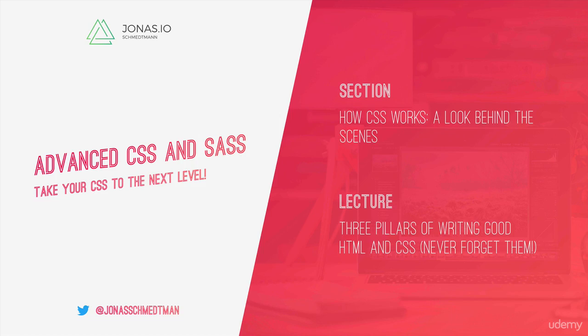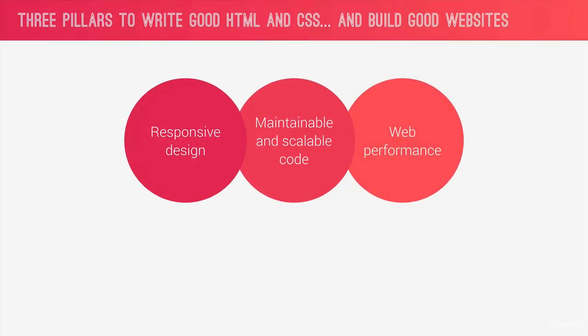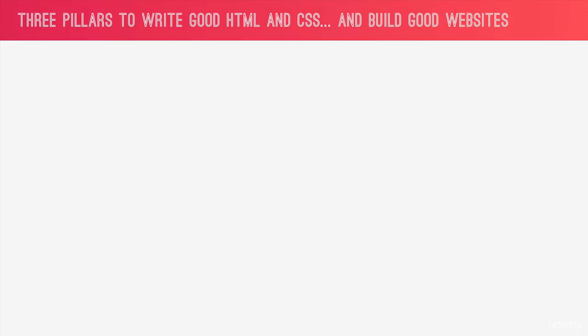Now, this lecture is not exactly about coding, but it's absolutely crucial that we talk about these principles here right in the beginning of the course, so that we start off the project without making any mistakes we would then have to fix later down the road. Alright, so the three pillars are responsive design, writing maintainable and scalable code, and caring about web performance. But let's look at them one by one.